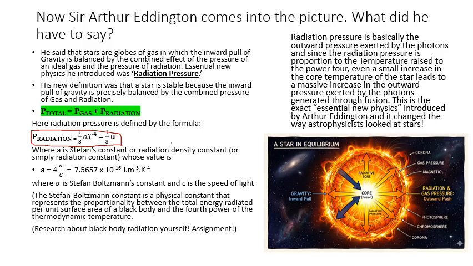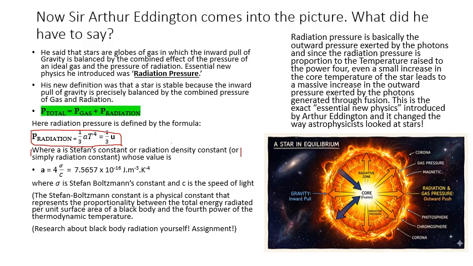So what is this a also? It's also called the Stefan's constant or the radiation density constant, or simply the radiation constant. The Stefan-Boltzmann constant represents the proportionality between the total energy radiated per unit surface of a black body, and it is related to the fourth power of the thermodynamic temperature of the black body.